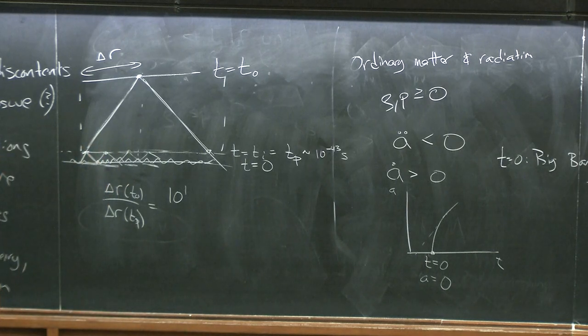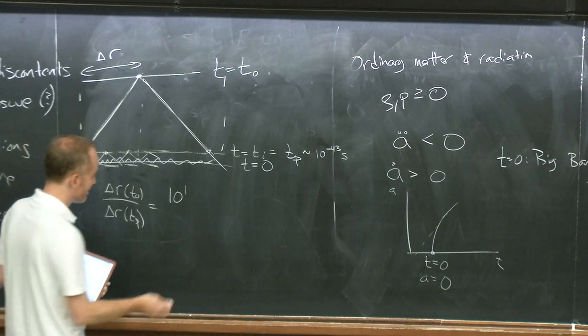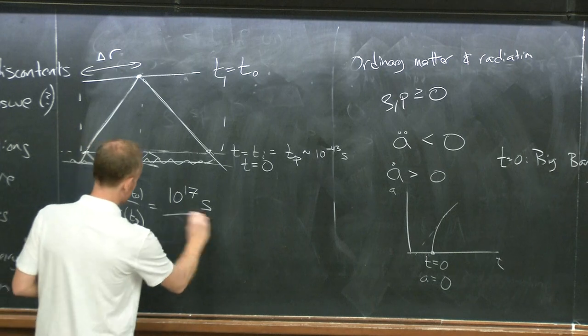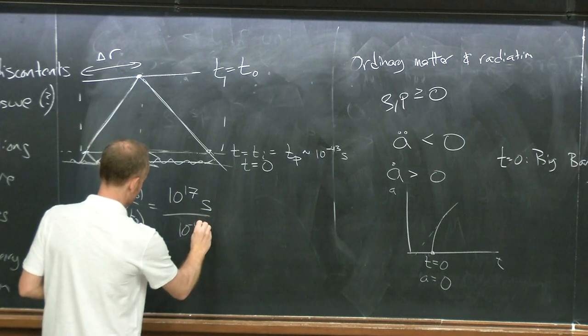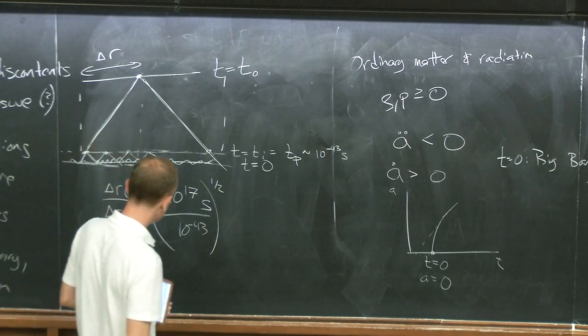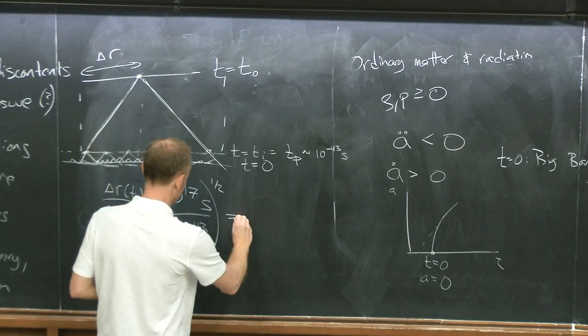Anybody know what it is in seconds? You can remember it like this. It's 10 to the 10 years, roughly 10 billion years, and a year is pi times 10 to the 7 seconds. So it's about 10 to the 17 seconds. Okay, so 10 to the 17 seconds divided by 10 to the minus 43, to the 1/2. So this gives us about 10 to the 30.